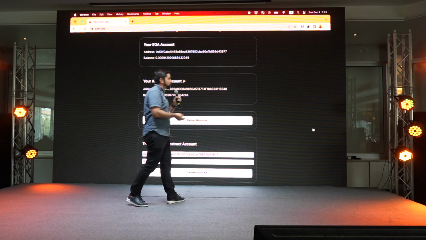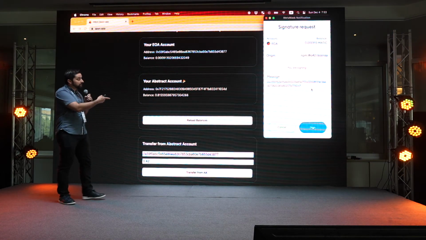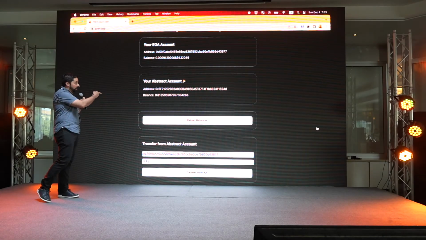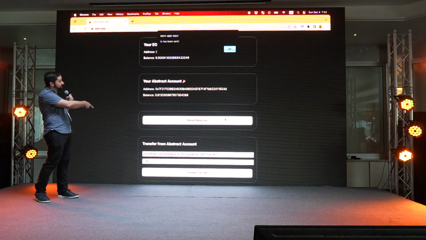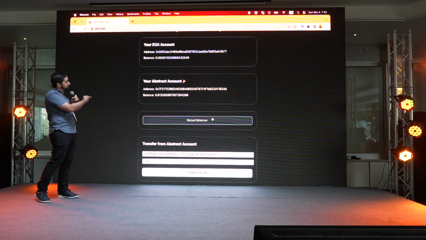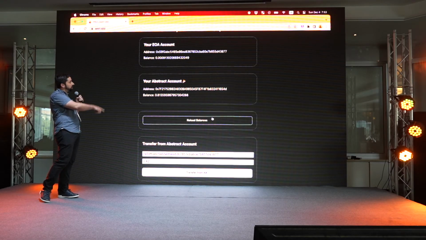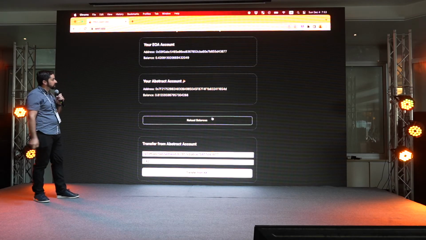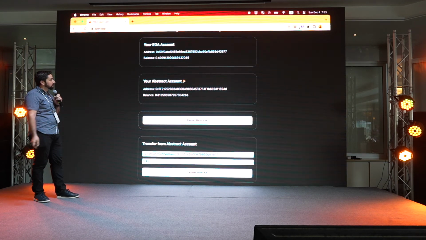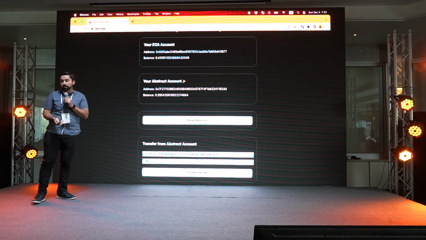So the pop-up is coming from the snap, and then it's using the EOA account to sign and manage that smart contract account. The user is going to refresh. You might not be able to see it clearly, but the balance will show up in the EOA account, and it'll be subtracted from the smart contract account in a moment. So that's actually managing a smart contract wallet from MetaMask.